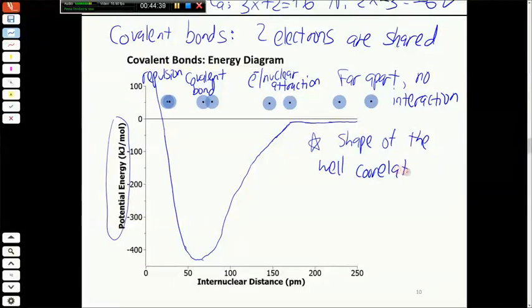Alright, so it's not that these numbers that I'm showing here have any real meaning. This is just an arbitrary scale that I drew. But each bond, each type of bond that we can talk about is going to have a different shape for this well, different profile, and different properties associated with it.